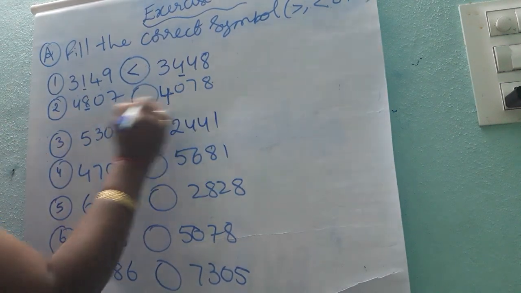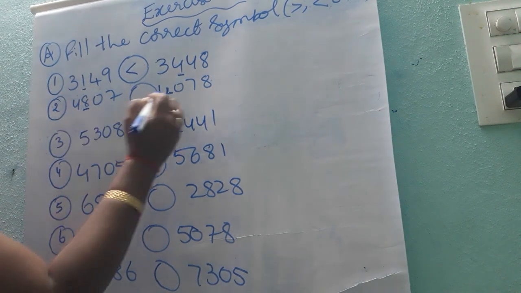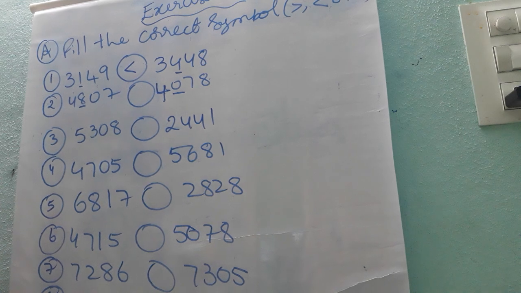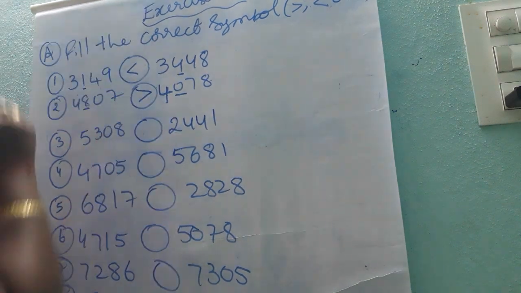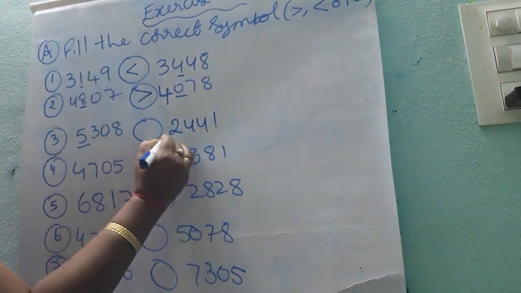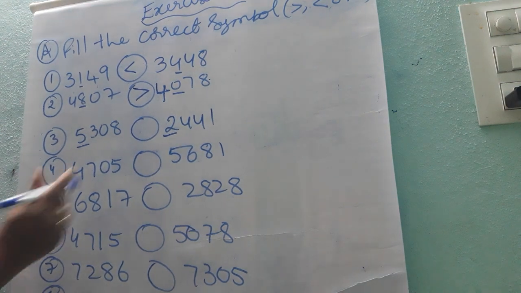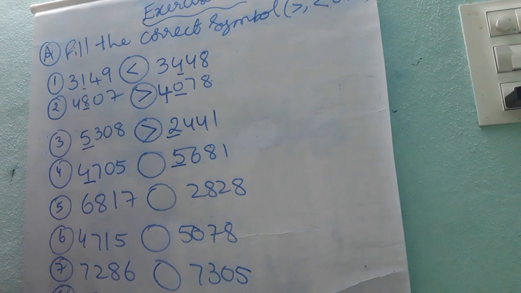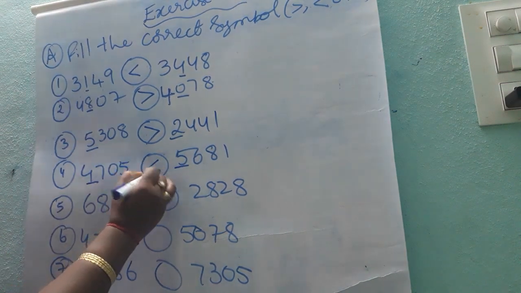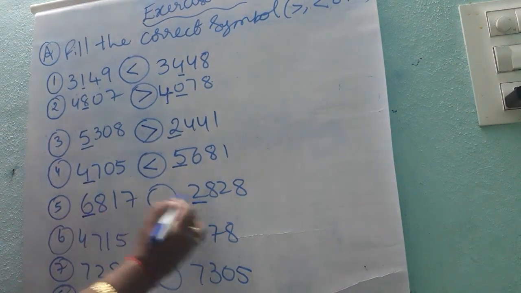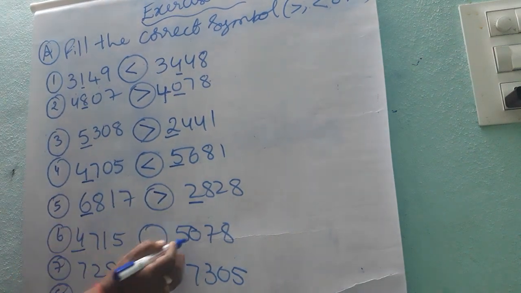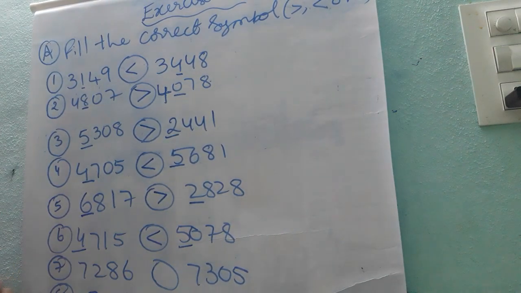Next, 4807, 4078. Both start with 4000 only. Let us check the hundreds digit. Here 8 and here 0. Which is more? 8. Next, 5000, 2000. Which is more? 5000. Next, 4000, 5000. Which is more? 5000. Next, 6000, 2000.